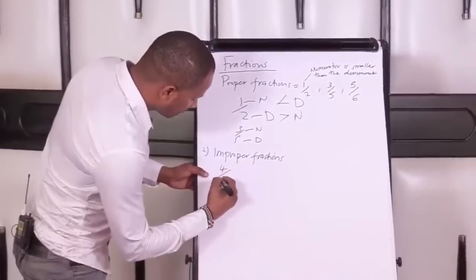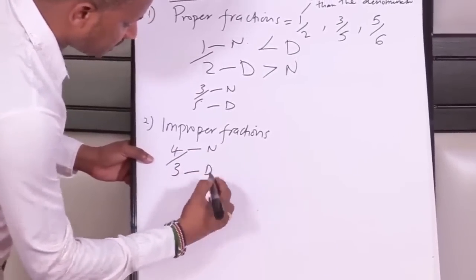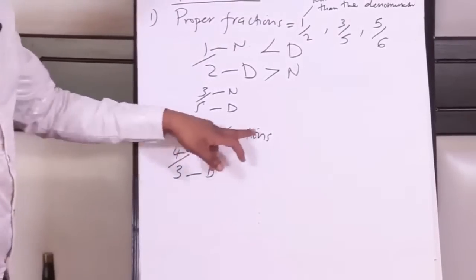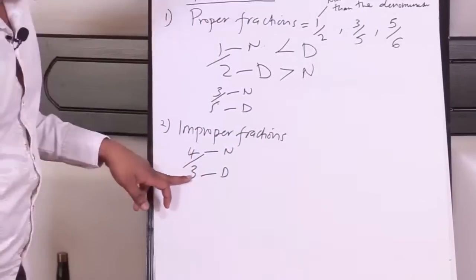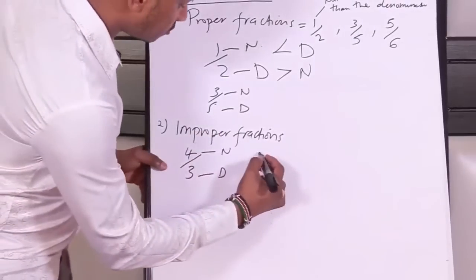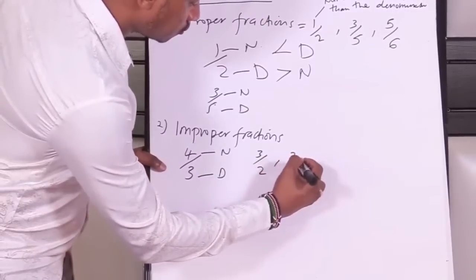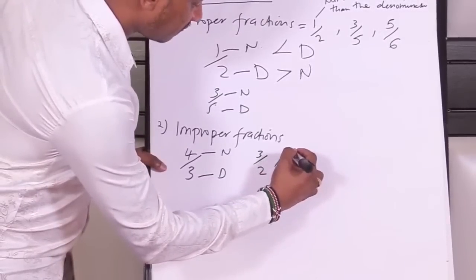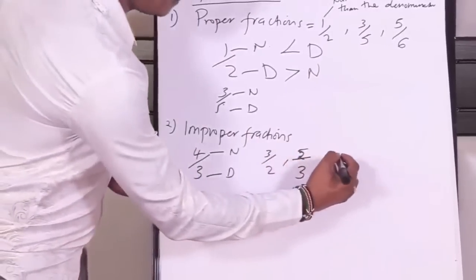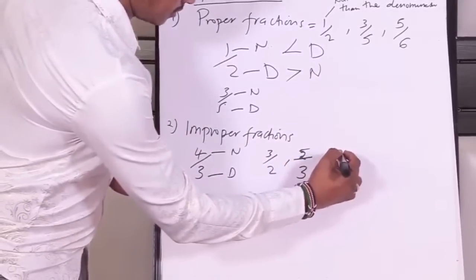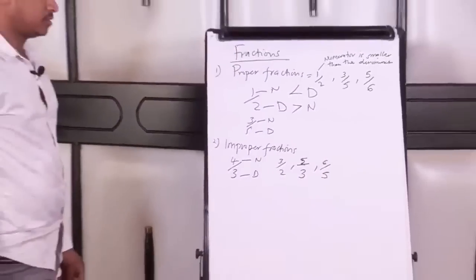So if we have a fraction like 4 over 3, 4 is the numerator, 3 is the denominator. So in an improper fraction, the numerator, which is 4, is bigger than the denominator. Examples of improper fractions are 3 over 2, 5 over 3, it is improper, 6 over 5, improper fractions.